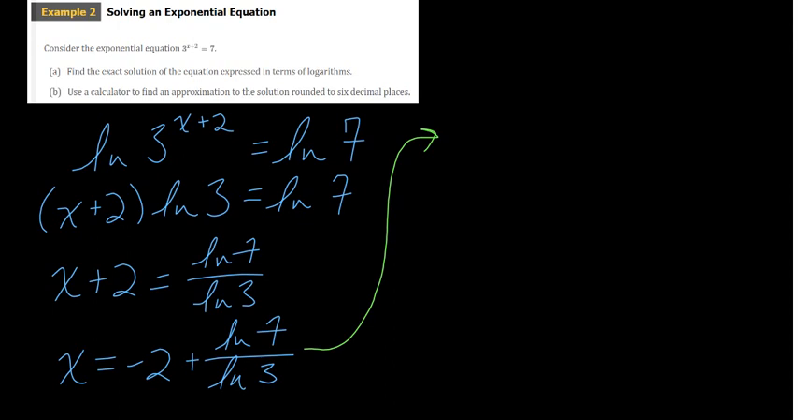So it's going to be a negative 0. Oh, okay. So this was actually part A right here. This is A. So how can we do that? I guess we can put A up here. Boom. Okay. And then B, we want to use the calculator to find the approximation of the solution to 6 decimal places.